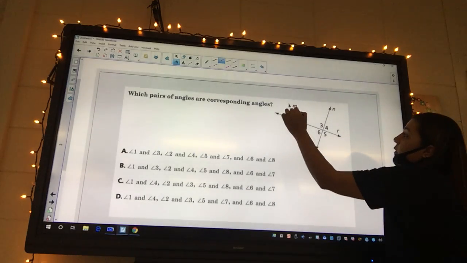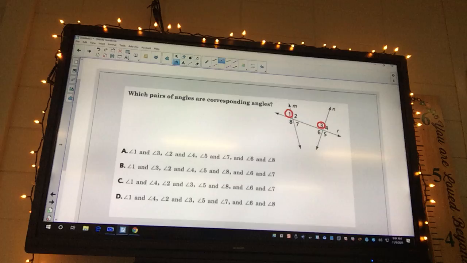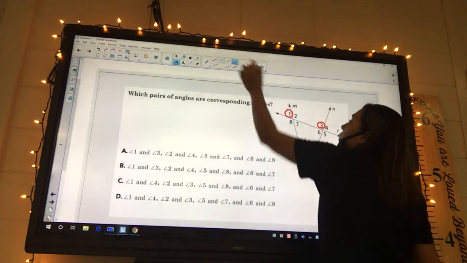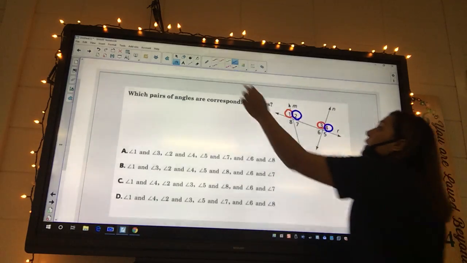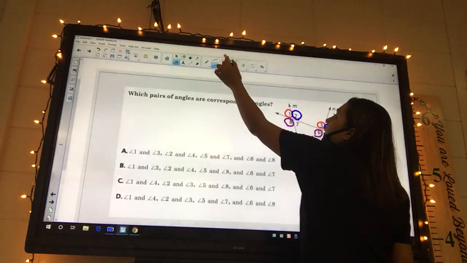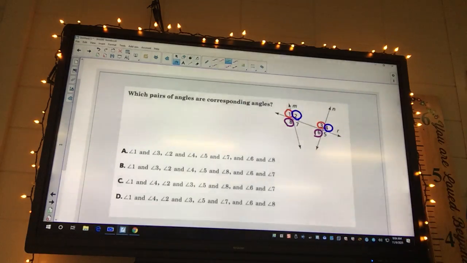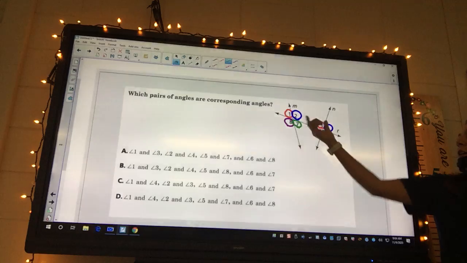Okay, and I can tell you that 1 and 3 are corresponding. What else? 2 and 4 are corresponding. 8 and 6 are corresponding. What else? 5 and 7. 5 and 7 are corresponding. And you can kind of see all of our colors match up.